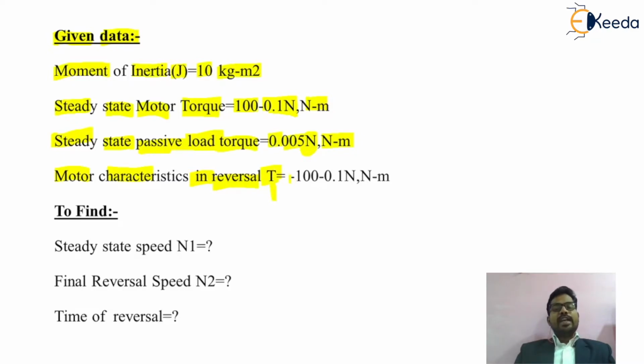So the motor torque is given as 100 minus 0.1 N Newton meter, where N is the speed in RPM. So this will be the given data of your problem.